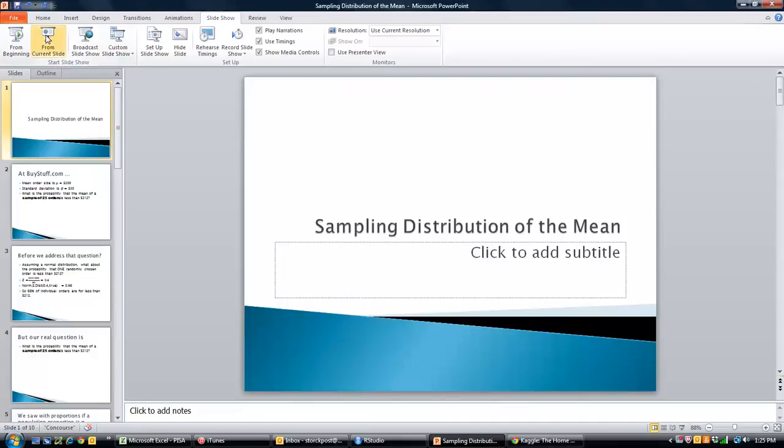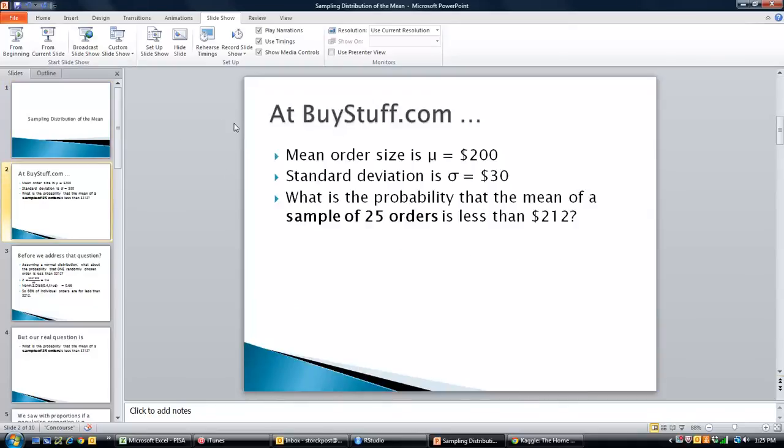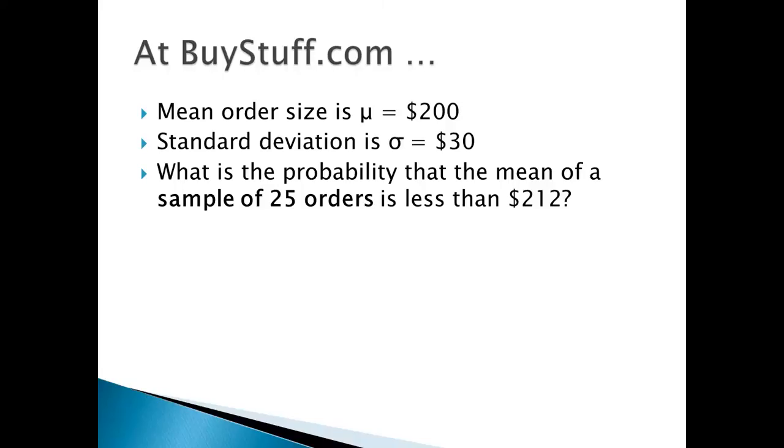In this short screencast, we introduce the concept of sampling distribution of the mean. So consider a website, buystuff.com, where the mean order size is mu equal $200 and the standard deviation is $30. What's the probability that the mean of a sample of 25 orders is less than $212? Not just one order, a sample mean of 25 orders.